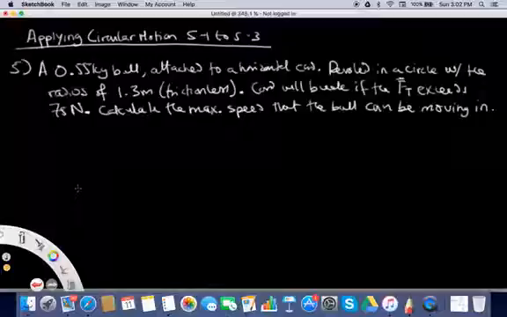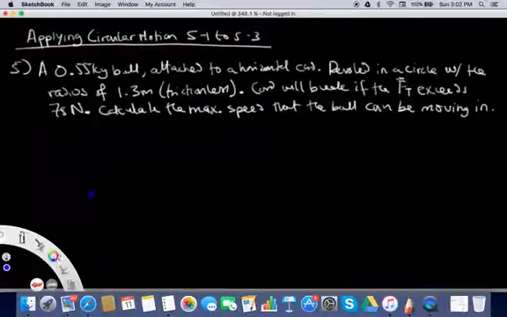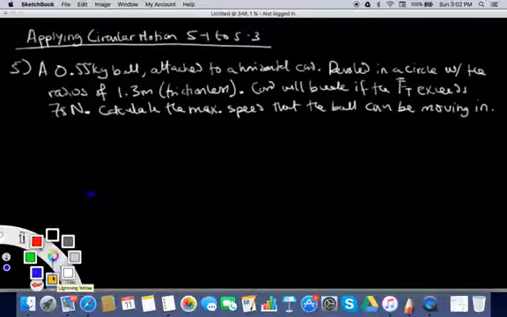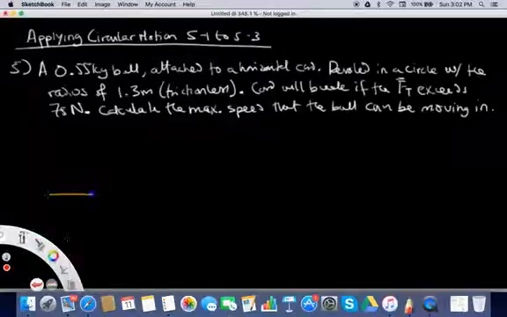So let's say that we have a string, and let's say that its center is here, or one point of the string is here, and we draw out the remaining of the string, or we can draw it out like this. And at the end of the string, we have a 0.55 kilogram mass ball. And this ball is moving in horizontal circular motion.